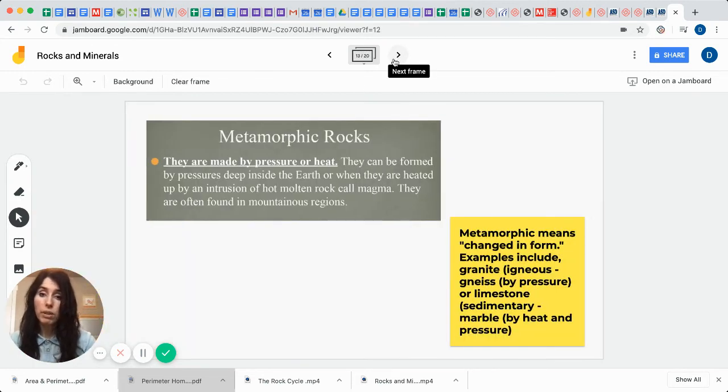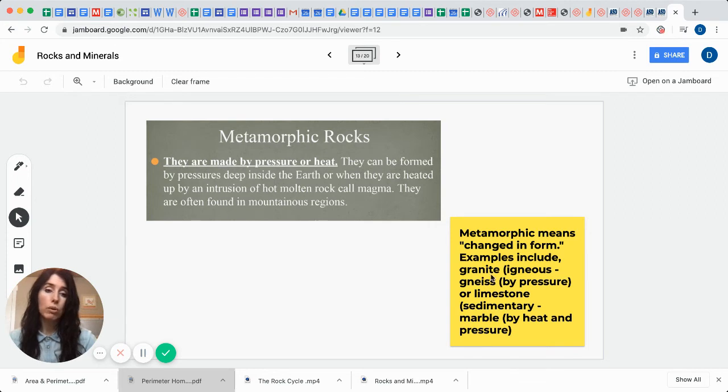Metamorphic rocks, so they are made by pressure or heat. They can be formed by pressure deep inside the earth or when they are heated up by an intrusion of hot molten rock called magma. They are often found in mountainous regions. Okay, so metamorphic rocks are also found in mountainous regions too. Metamorphic means changed in form. Examples include granite.